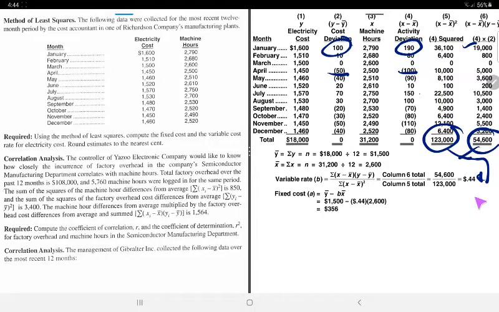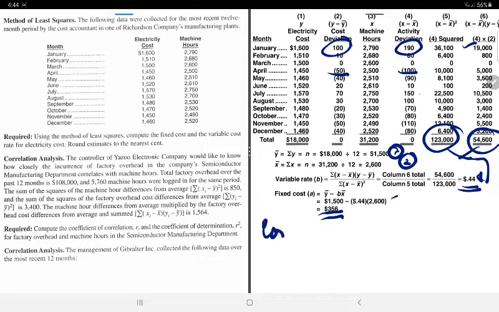Once you get the variable rate, you need your 1,500 and you need your 2,600, this one, then the computed variable rate of 0.44. Then you have now your 356 as your fixed cost.